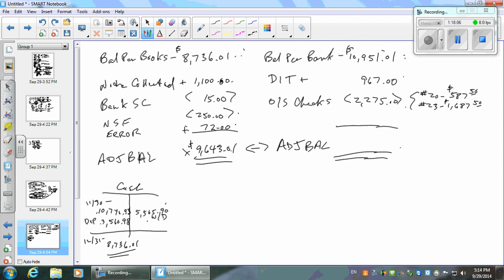I got the same thing, yeah. It's a miracle. Okay, so that's it. We're right, aren't we? That's the bank reconciliation. What about the journal entry? You wanted these two numbers to be the same.